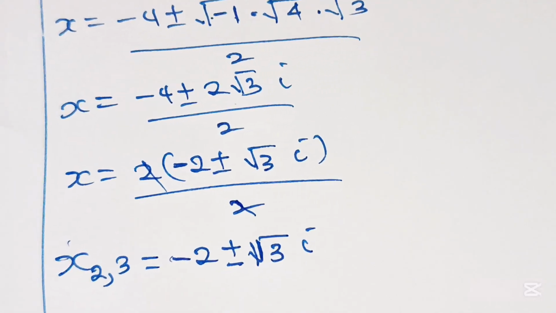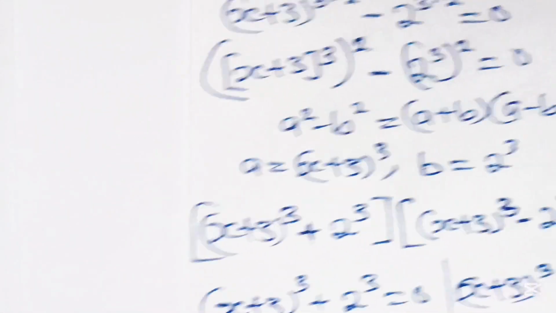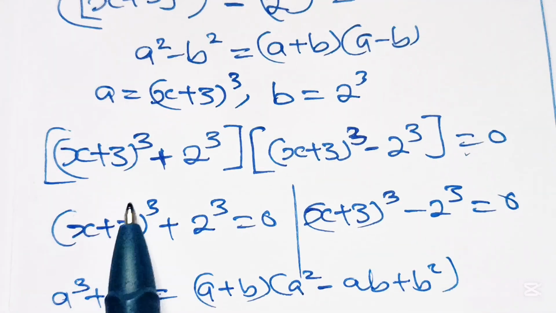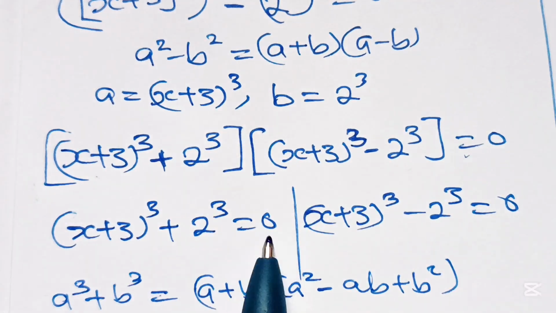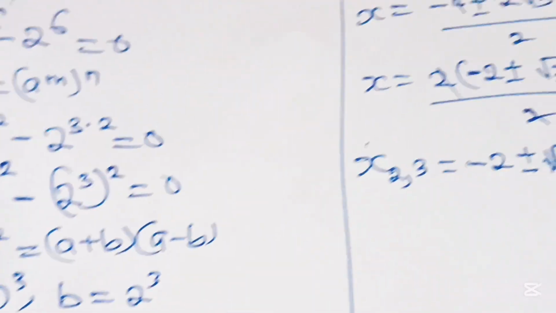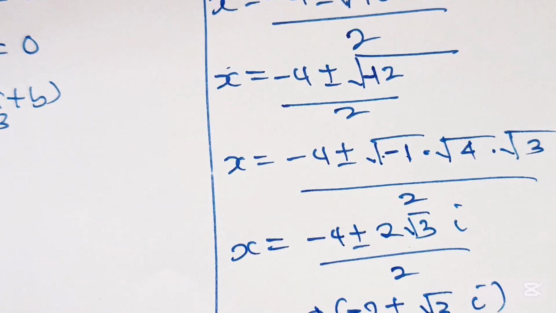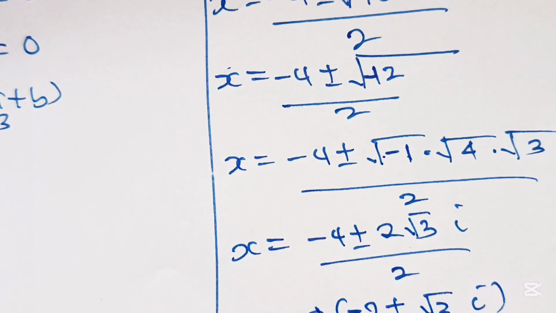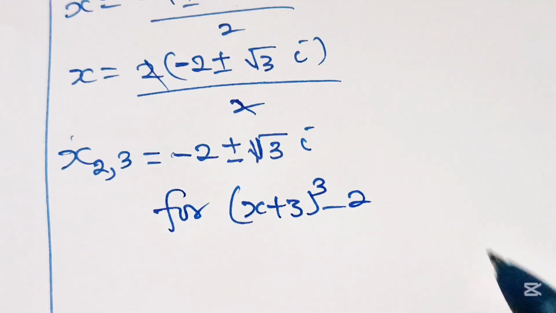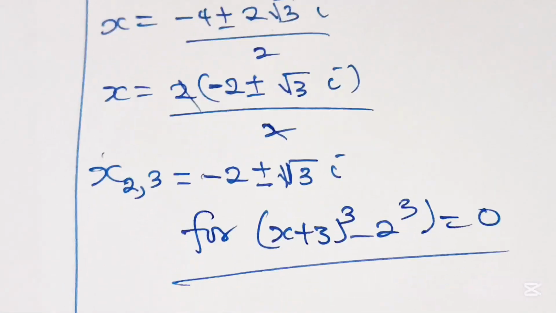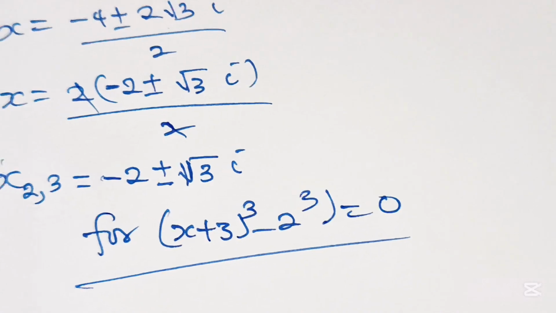Now to get the remaining values of x, recall that all this while, this is what we've been solving, this first one. So we are going to solve this to get the next values of x. So we are going to solve for x plus 3 to the power of 3 minus 2 to the power of 3, equals 0. So this is what we are going to solve again in order to get the next values of x.